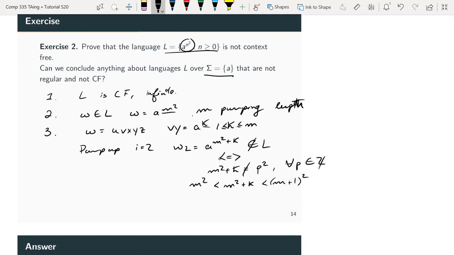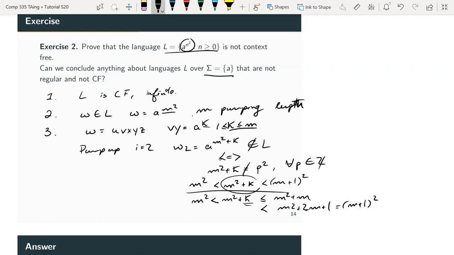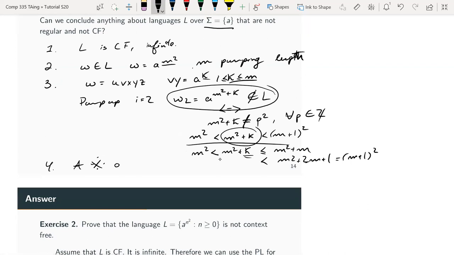Again, this should look familiar because it is. So how do you show this? It's actually quite simple. You start with M squared. You know that K is at least one, so M squared plus K is strictly greater than M squared, because you're at least adding one to M squared. Then because K is at most M, M squared plus K is at most M squared plus M, which is strictly less than M squared plus 2M plus 1, which is equal to (M+1) squared. This implies that M squared plus K is between two consecutive perfect squares, so it is not a perfect square, which implies that W2 is not in L. That leads to a contradiction. Again, this is my symbol for a contradiction. A contradiction occurred, which implies that L is not context-free.